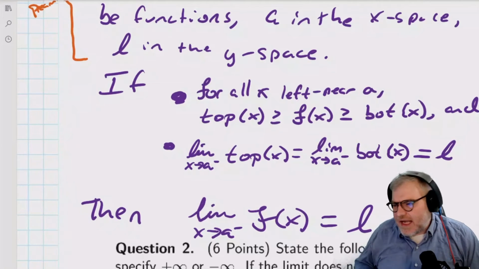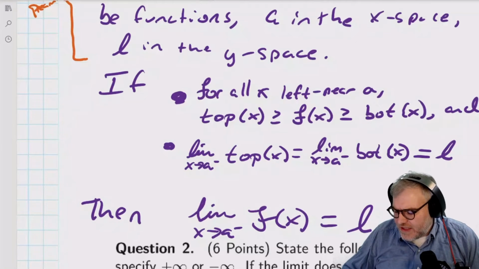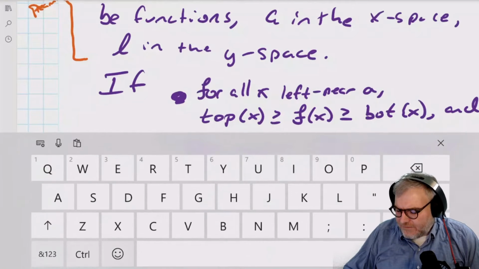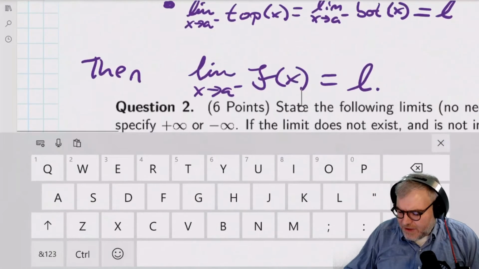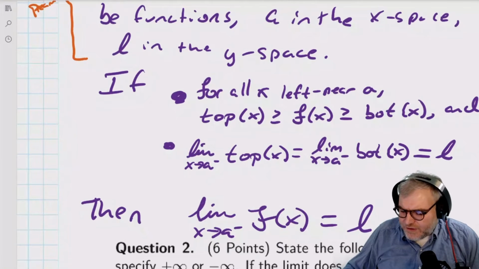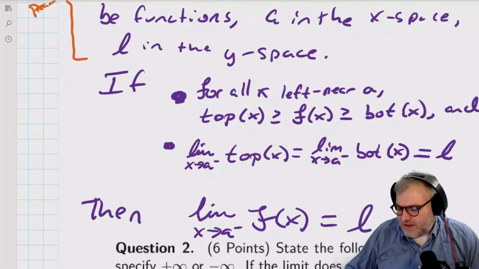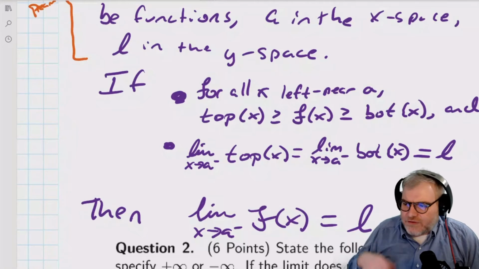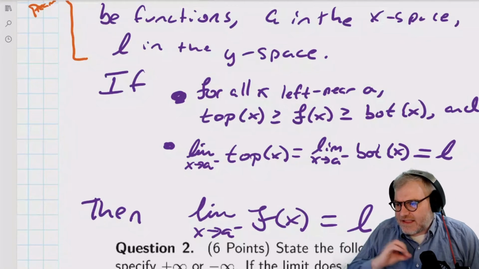There's a right-handed version where you lose the a left, you lose the a left there, you lose the a left there, it just becomes a. For the right-handed version, you make those pluses, and you make that right near. For the two-sided version, you get rid of the left near, it's just for all x near a. That's true. And then the limit is x goes to a with no left. And you could have done either of those versions, and that's fine. As long as you're consistent, if you're doing left, right, or two-sided, that's fine.